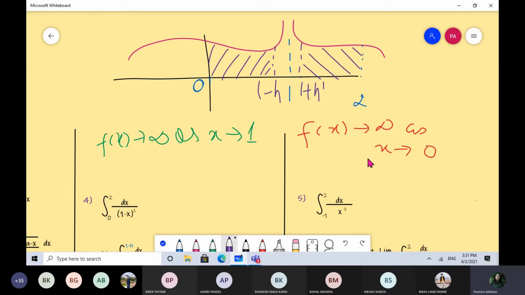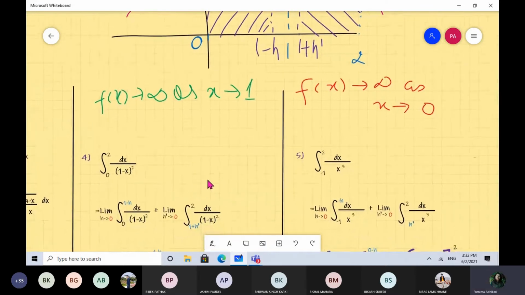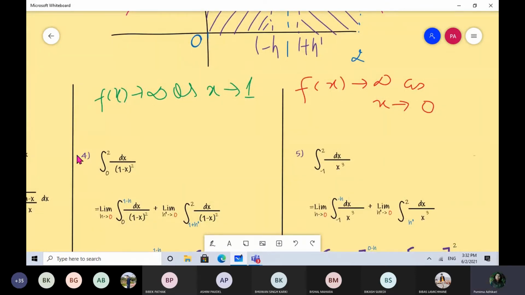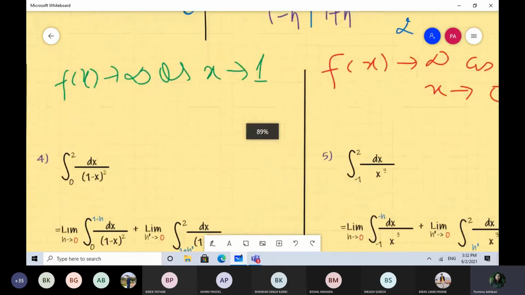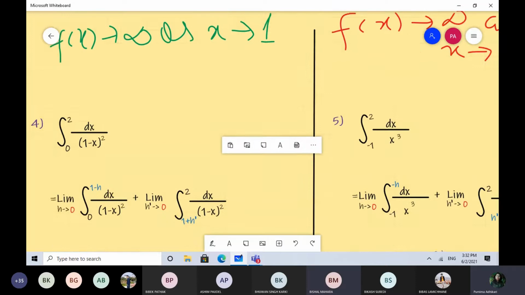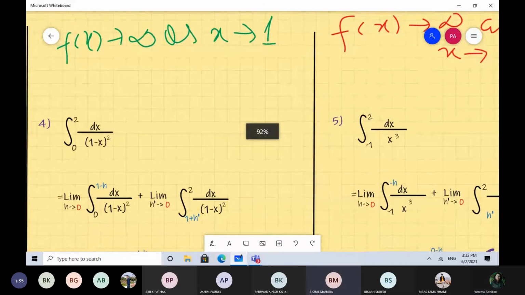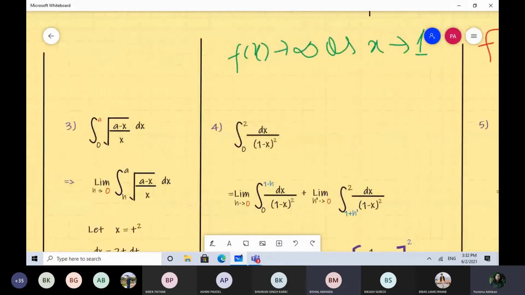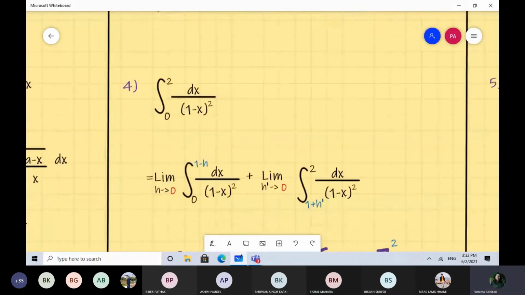Similarly, in the second one, what will the limits of integration be? Minus 1 to 0 minus h, and then 0 plus h till 2. Same way, right? So let me show you. Next step. Okay, your data may be a bit confusing. Shall we cover it one by one together, or complete one question first? Let's complete one question and move on, because this may be a bit complicated.